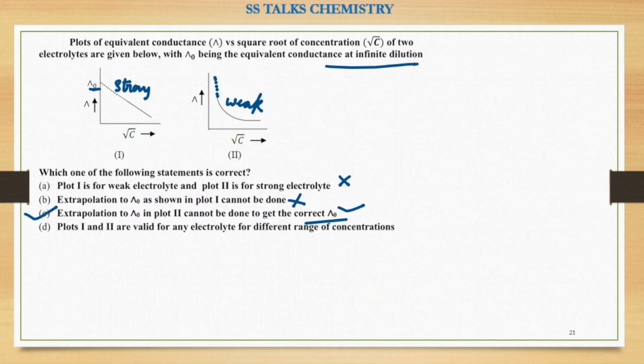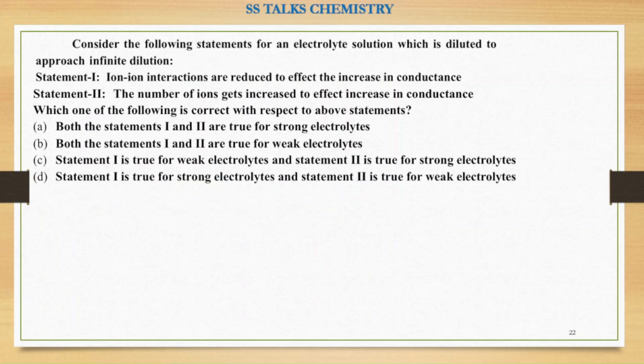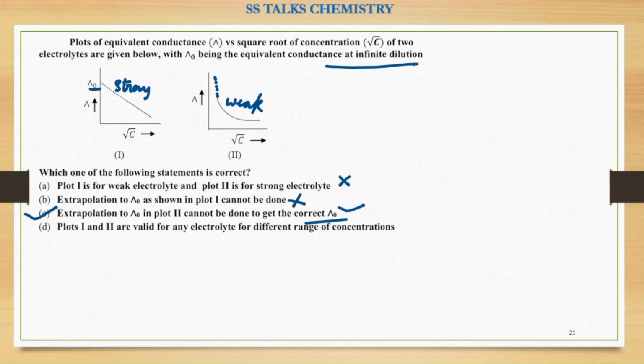Okay. Next we have this question. The statement reads: consider the following statements for electrolyte solutions which are diluted to approach infinite dilution. Statement 1 says ion-ion interactions are reduced to effect the increase in conductance. This statement is true. That is for the strong electrolytes. This scenario you can see here, that as you decrease the concentration, the conductance value is increasing like this.